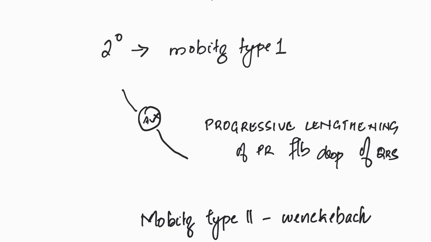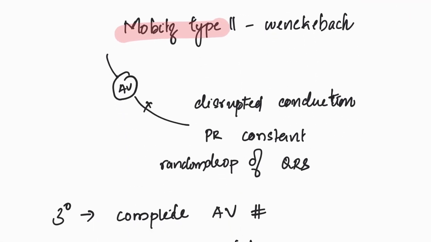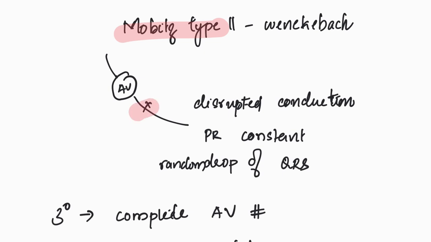When we come to the second degree AV block, there are 2 types, Mobitz type 1 and Mobitz type 2. In Mobitz type 1, what happens is there is a progressive lengthening of PR interval followed by a drop of QRS complex. This is because of damage inside the AV node. Whereas in Mobitz type 2, the defect is actually below the AV node. This results in a disrupted conduction.